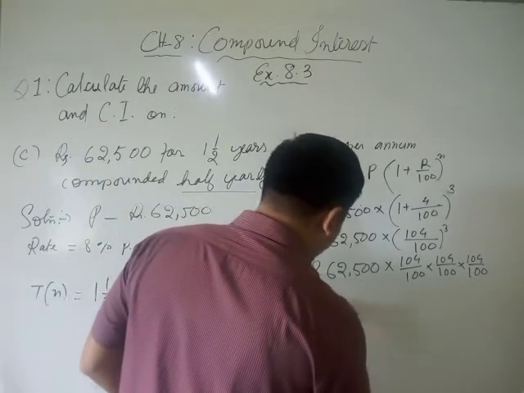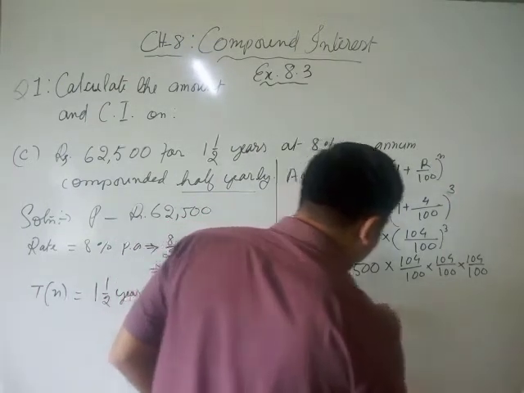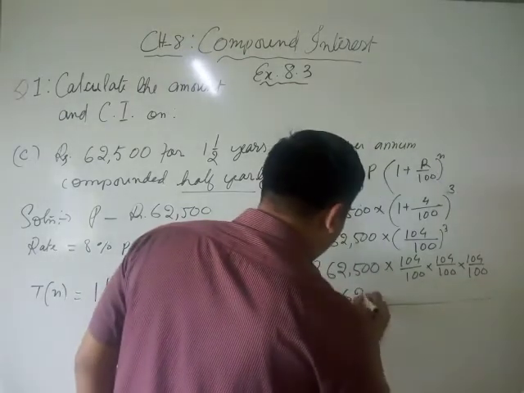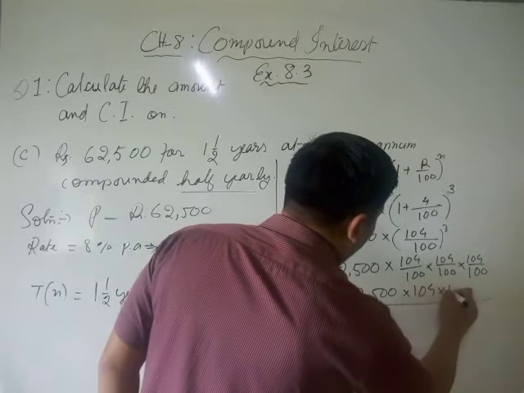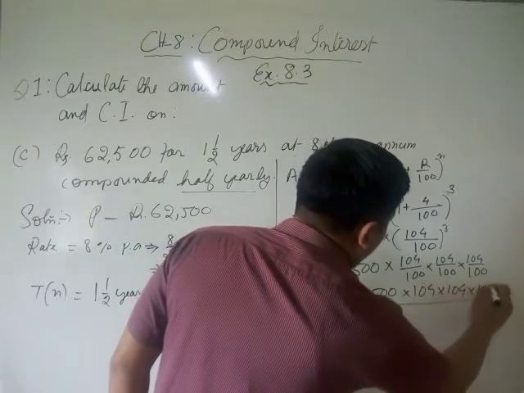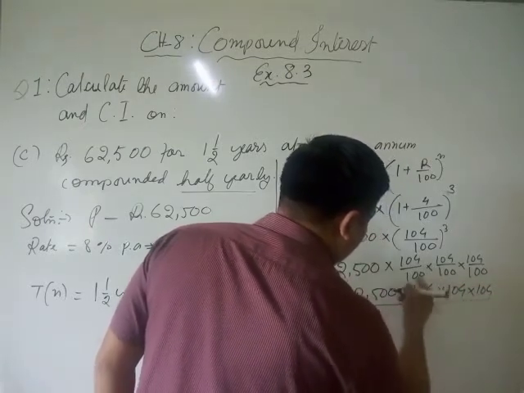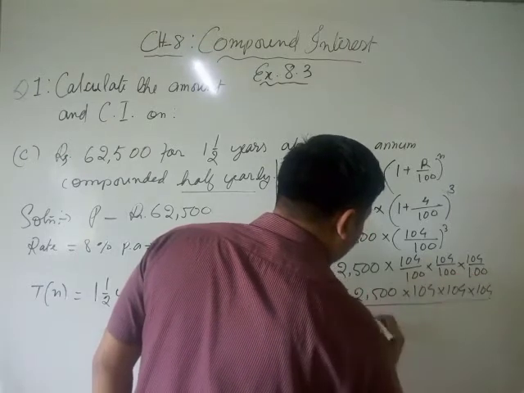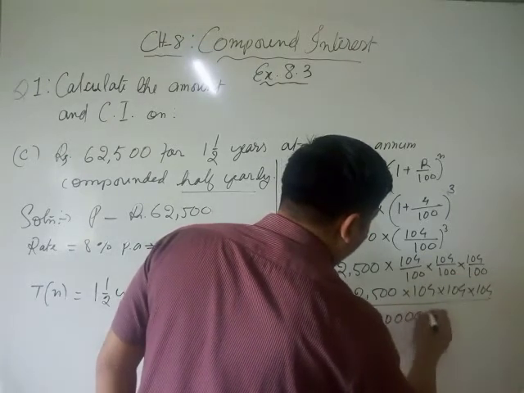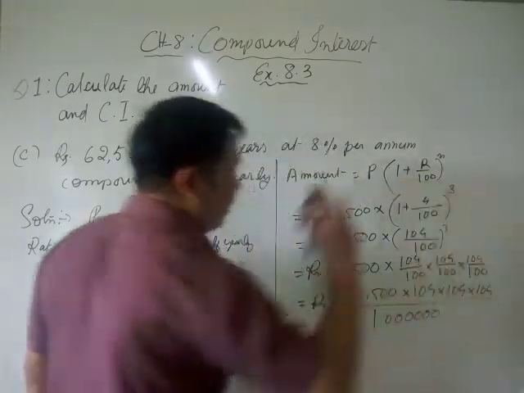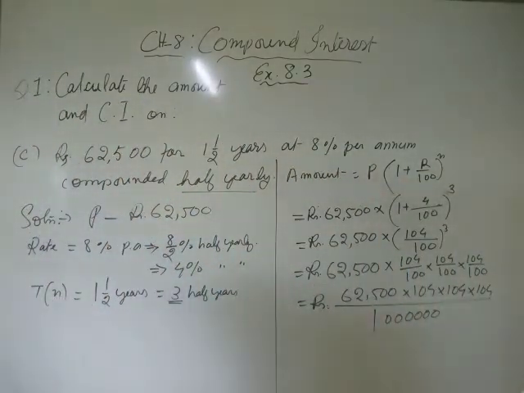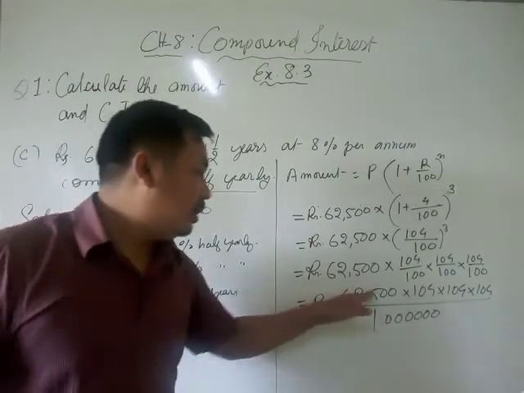just like this, rupees on the top 62500 into 104 into 104 into 104. So what happened? 1 2 3 4 5 6, 1 2 3 4 5 6, 1 2 3 4 5 6. You multiply this and put the points according to the 0s. Okay, multiply all this first.